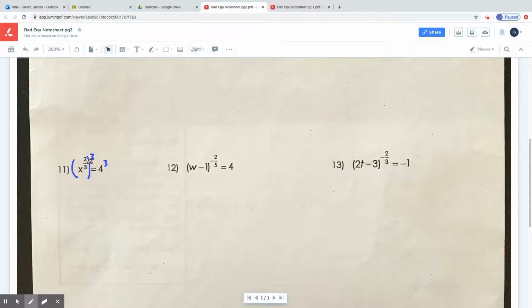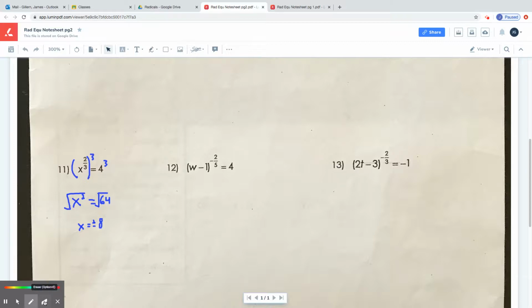So what is x to the 2/3 times 3? Well, that is x squared. 4 cubed is 64. Now we have x squared. We can just take the square root of both sides, and you get x equals plus or minus 8. And there's our answer. Now, that way is probably the simplest way.